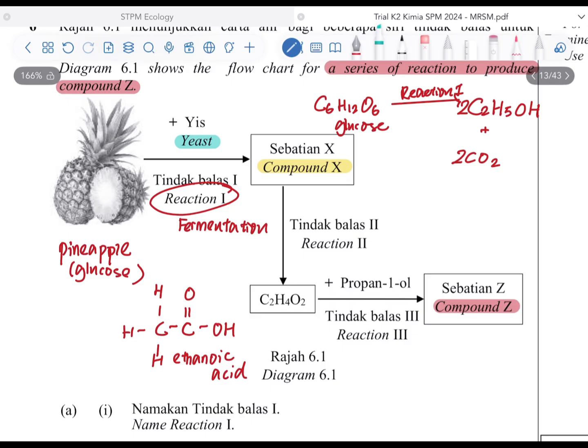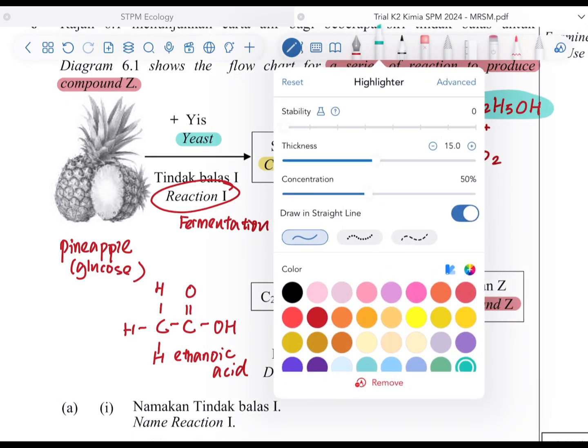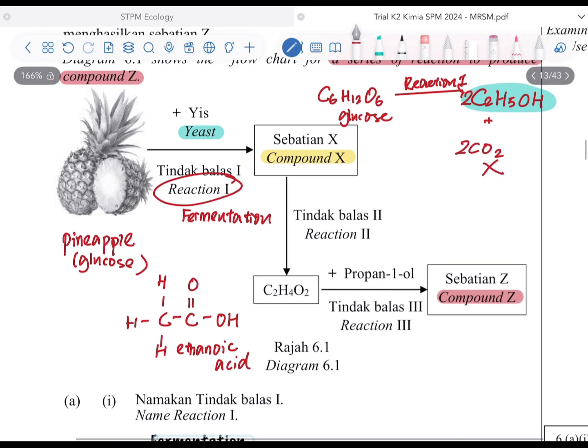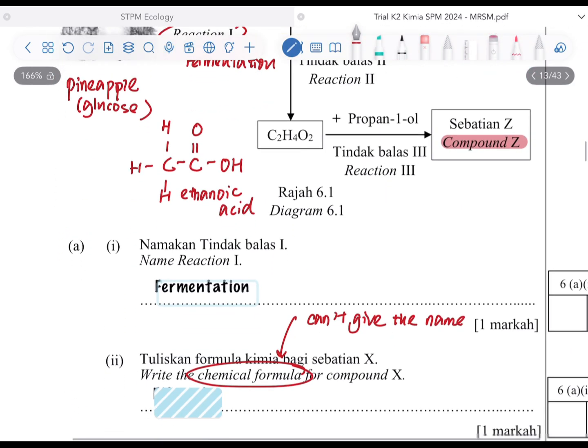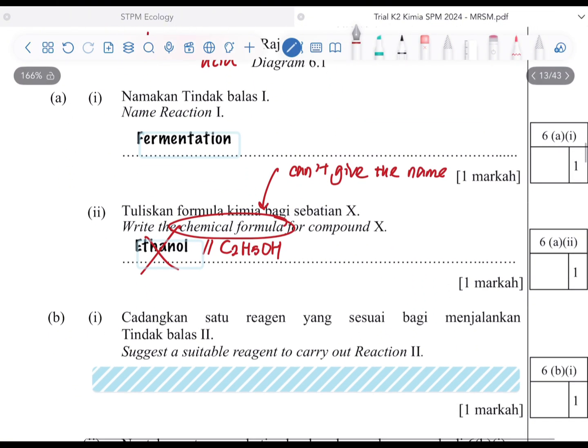So the chemical formula we want to put for the compound X is surely this one, the ethanol. It's not the carbon dioxide, remember? It is not the carbon dioxide. Okay? It is the ethanol. So the chemical formula for compound X is ethanol. So over here you need to write it as C2H5OH. Don't write the word ethanol, because it wants you to give the chemical formula.